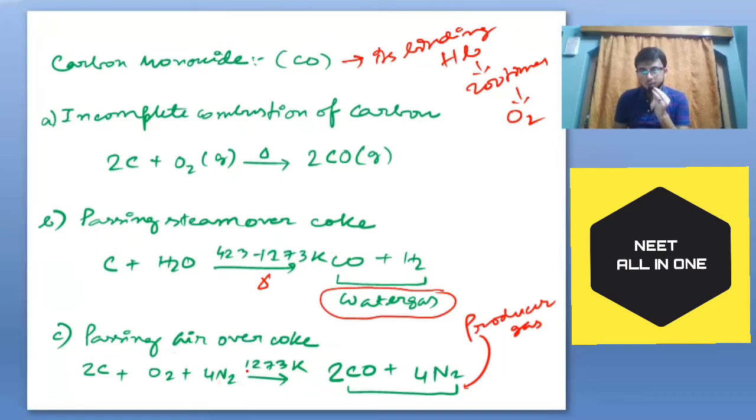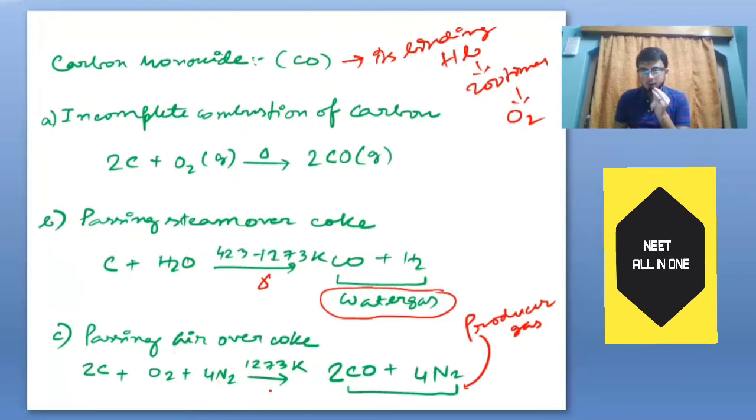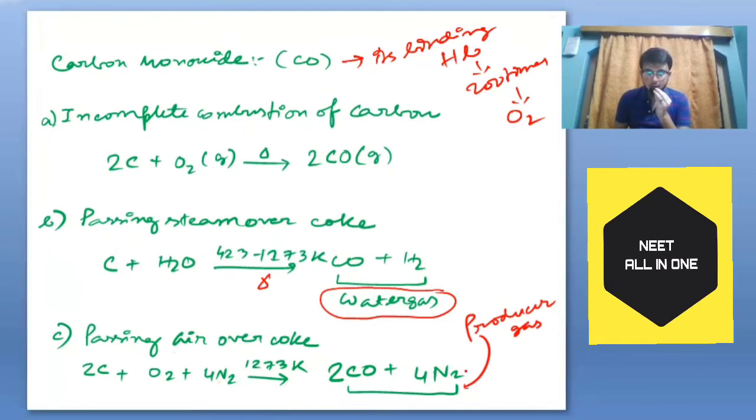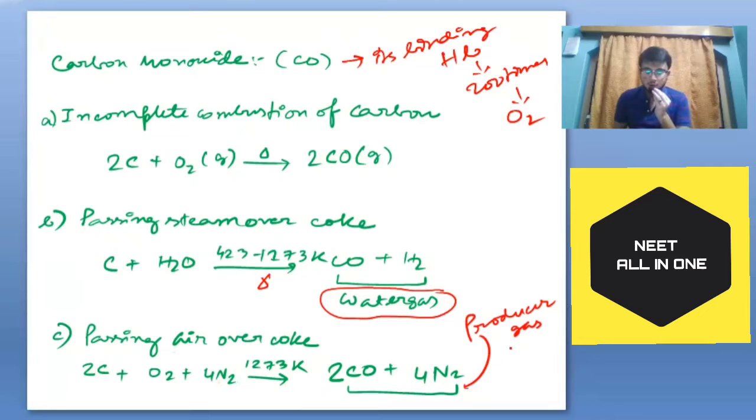So at 1273 Kelvin again, it forms our 2CO plus 4N2. Now this CO plus N2, you have to remember it also because this is called our producer gas. Okay.